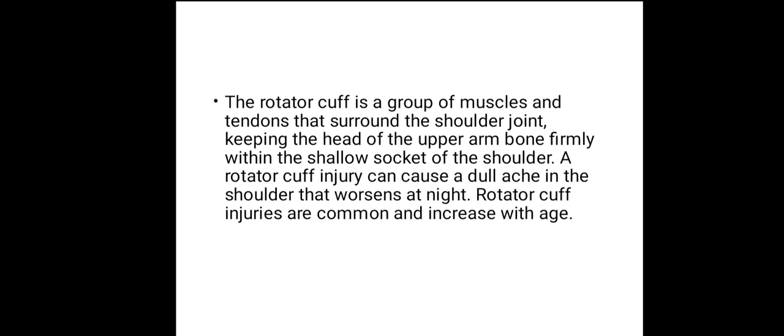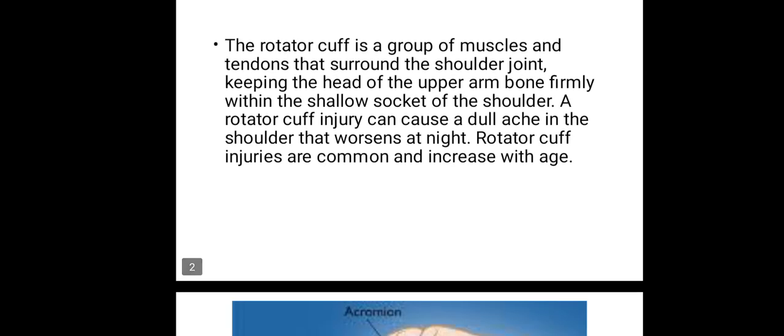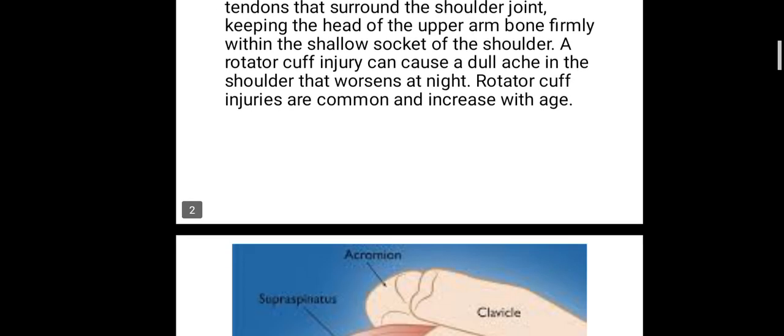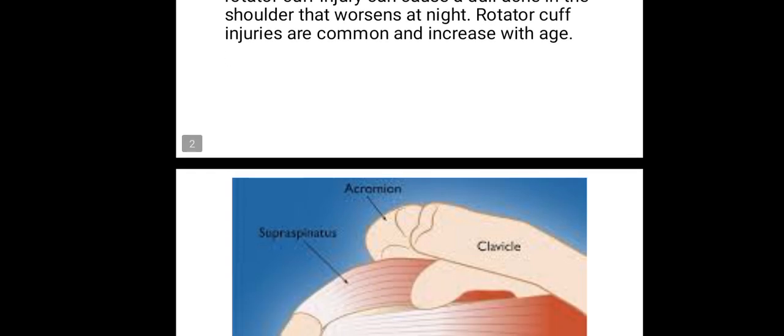These muscles keep the head of the upper limb bone firmly within the shallow socket of the shoulder. A rotator cuff injury can cause a dull ache in the shoulder that worsens at night. Rotator cuff injuries are common and increase with age. You know, with age, older people, their bone is not that dense, so they have an osteoporotic bone. So any strenuous activities can actually cause a rotator cuff tear, that's a tear in the muscles.